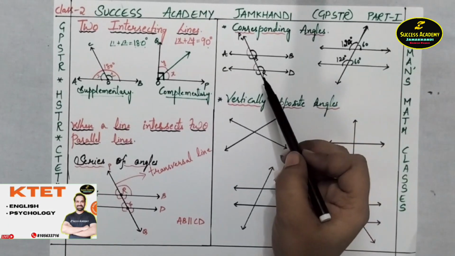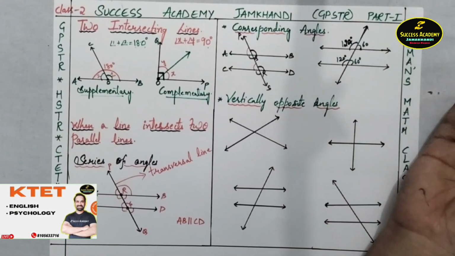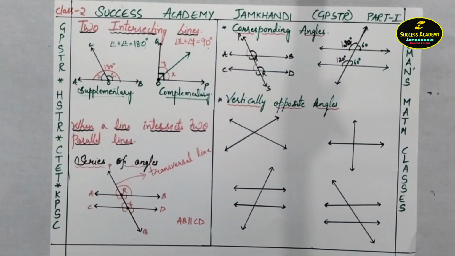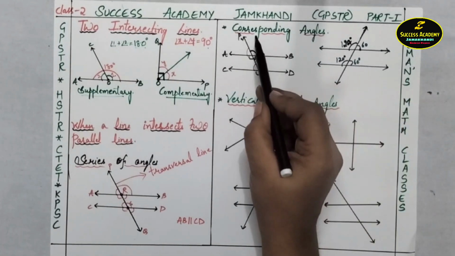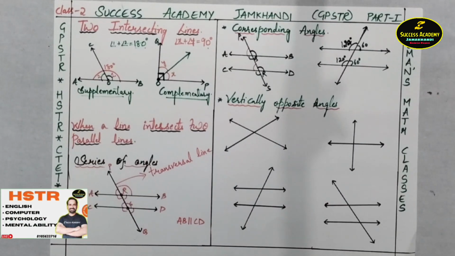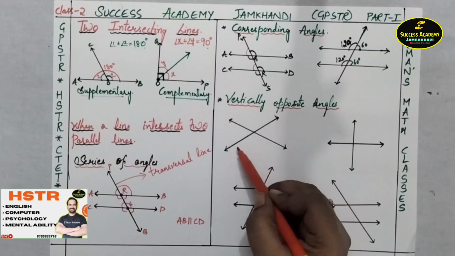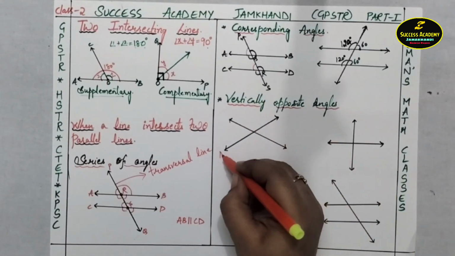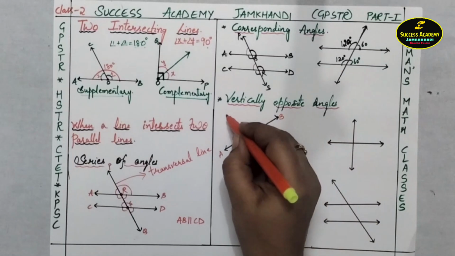As just now I told, the angle which are formed on the same side, either on the right or on the left side of a transversal line, are equal to each other and they are called what? Corresponding angles. Okay. Next, vertically opposite angle is in front of you. So for these, first I'll show you when the two line intersects how they form. Let me name this one line as AB, another line as CD.